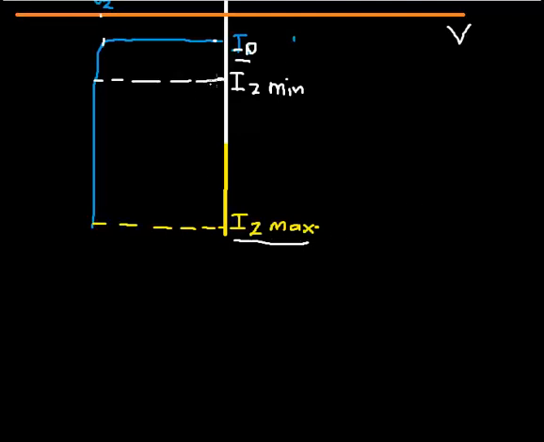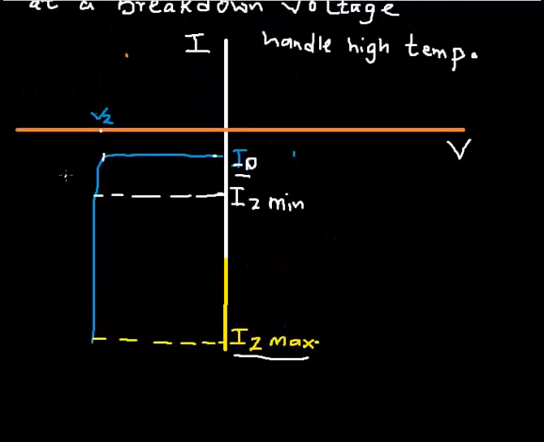With what we have now, from the minimum Zener current to the maximum Zener current, we still have the same voltage. That means we can use this as a voltage regulator. No matter what current flows in this region, from here to here, the Zener will always have a steady Zener voltage.